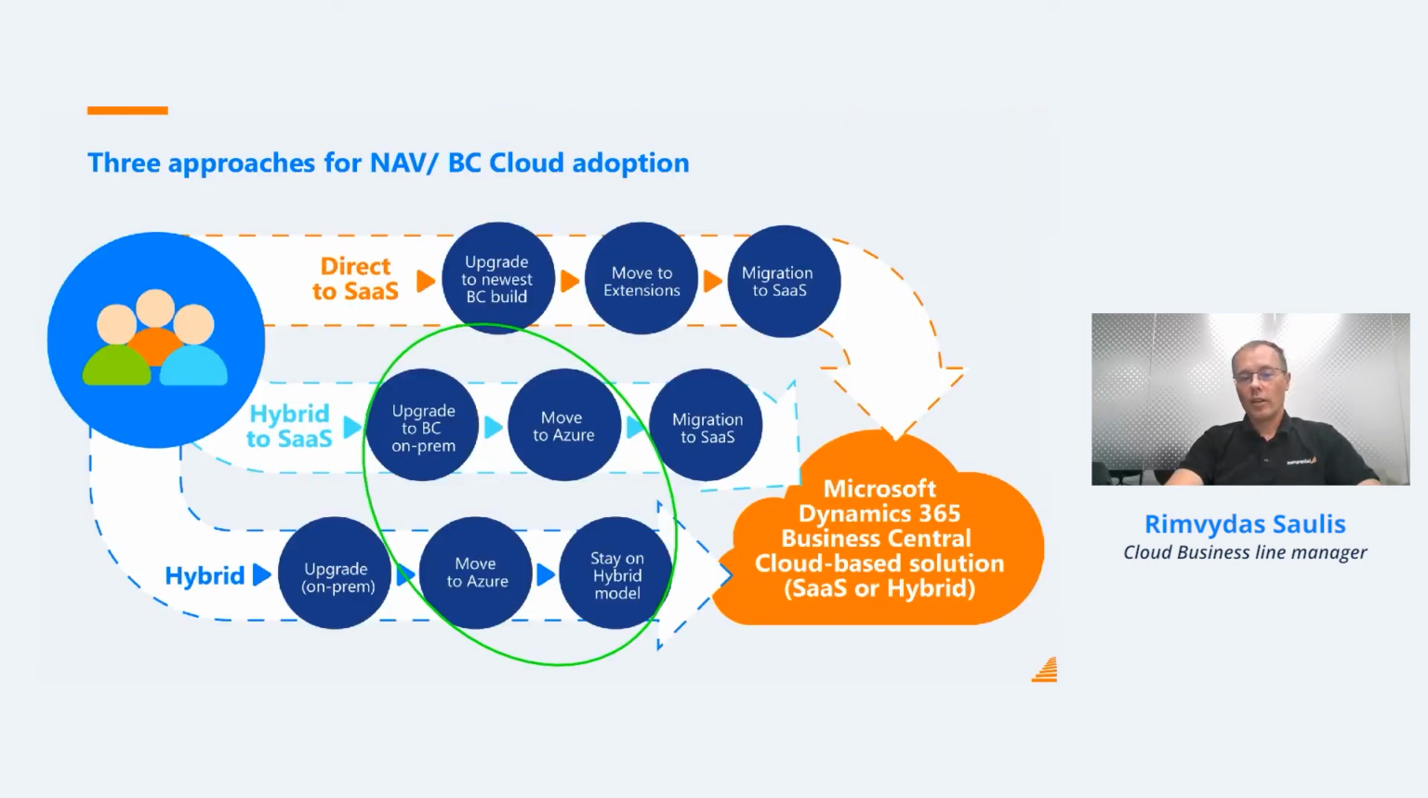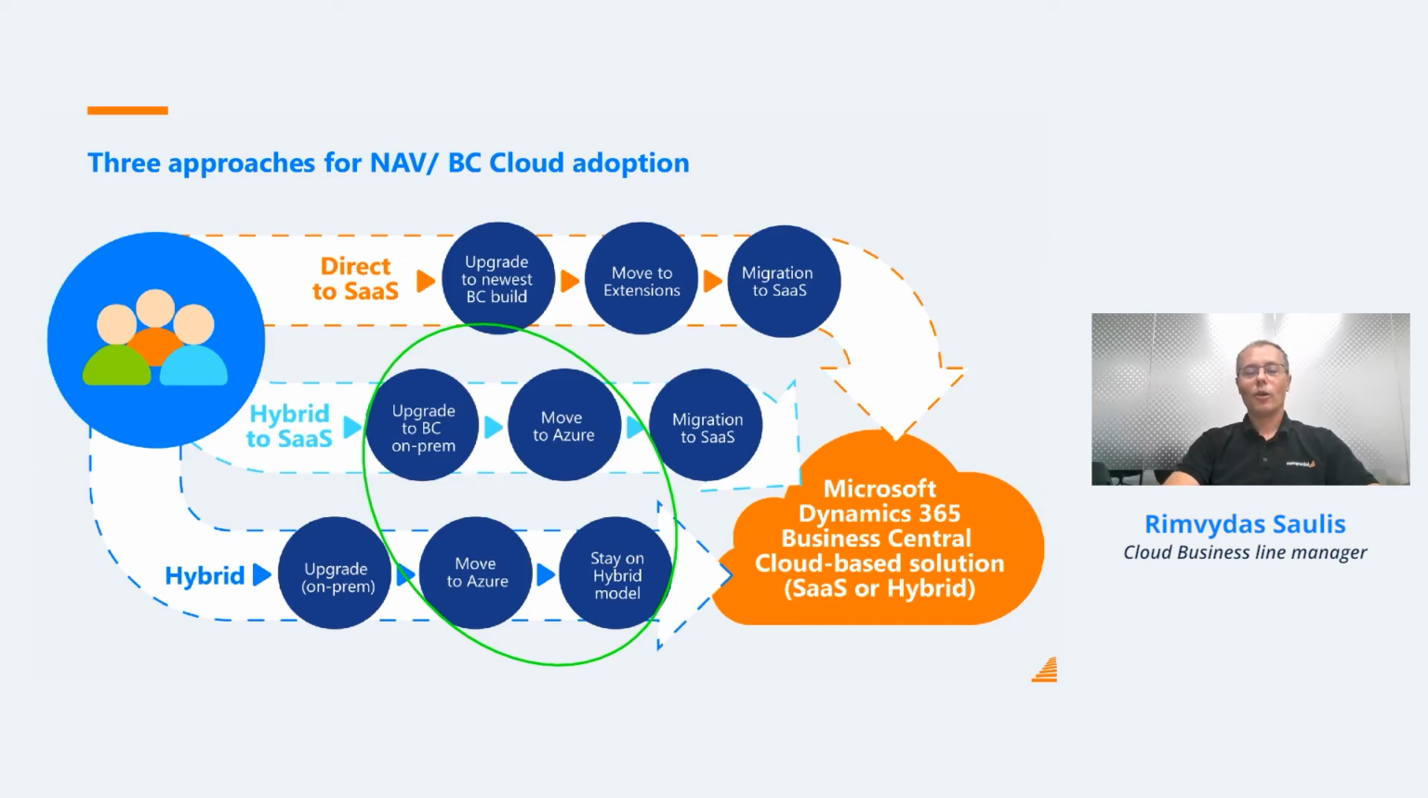What we see is that there are maybe three approaches for cloud adoption, or for BC Online adoption. The first one is direct to SaaS, direct to BC Online, which is well utilized by many, if not most of the customers. They upgrade to the newest Business Central, move their modifications to extensions, and then migrate to BC Online. Well, this is pretty straightforward. For those who are doing this type of migration, you probably don't have many questions, and you're probably not facing those issues moving your customers to the cloud. So life is simple for you, right?